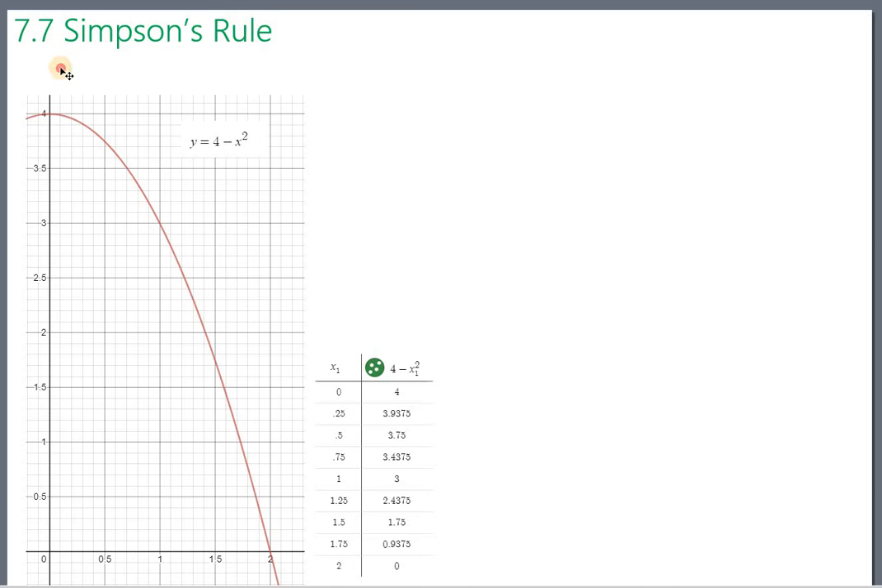So we are looking to integrate from 0 to 2 of 4 minus x squared dx. And we'll approximate that with 4 divisions.